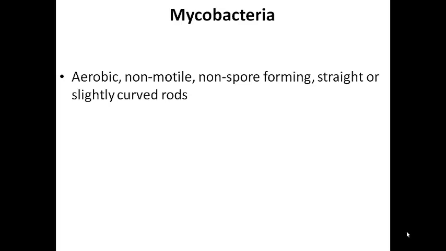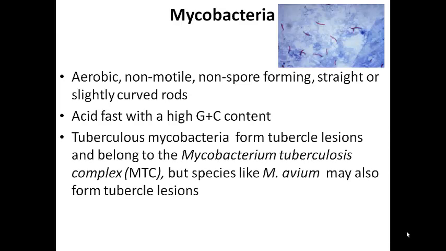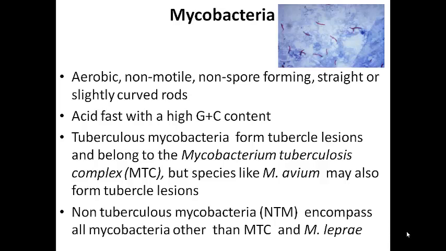Mycobacteria are aerobic, non-motile, non-spore forming, slightly curved or straight rods that are acid fast with a high GC content in their genome. Broadly, they are categorized into two groups: the tuberculous mycobacteria, which form tuberculous lesions during disease pathogenesis, and the non-tuberculous mycobacteria. This encompasses all the mycobacteria that are not within the group of Mycobacterium tuberculosis or M. leprae, the one responsible for causing leprosy. Anything else that is not in that group belongs to the non-tuberculous mycobacteria.